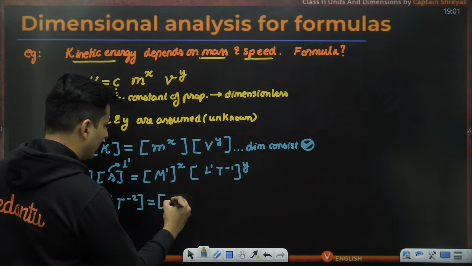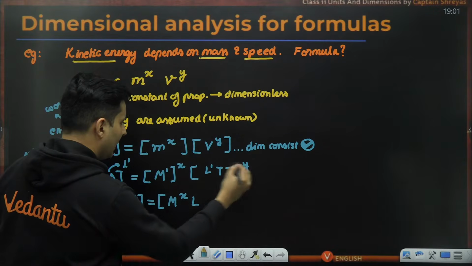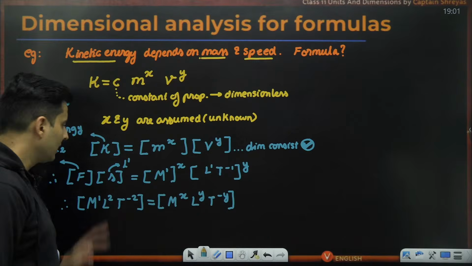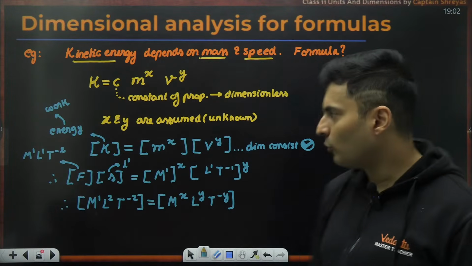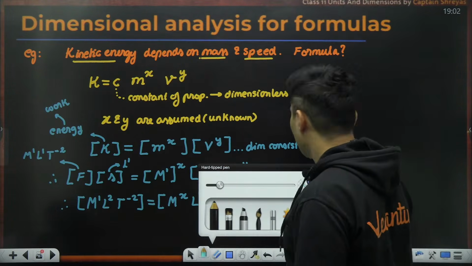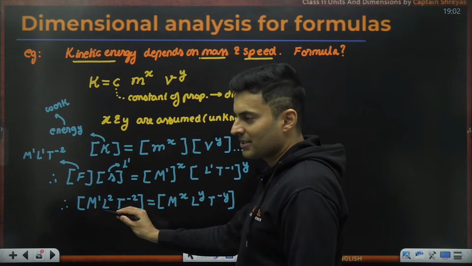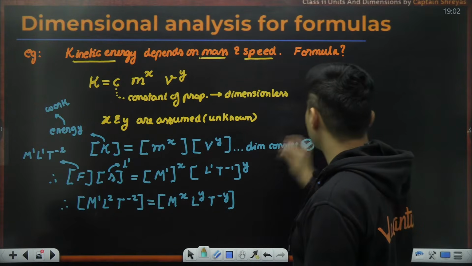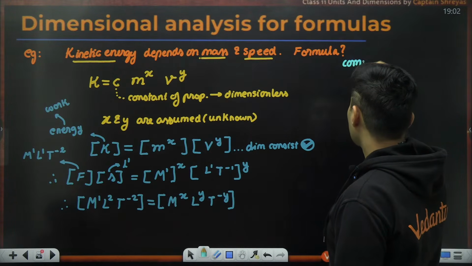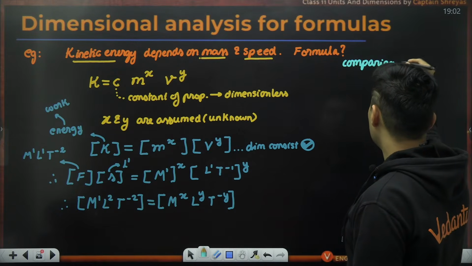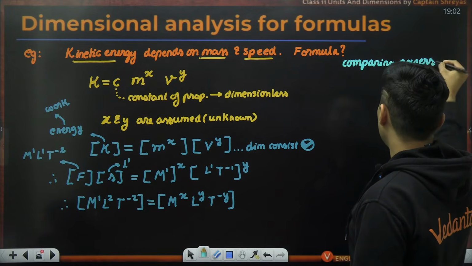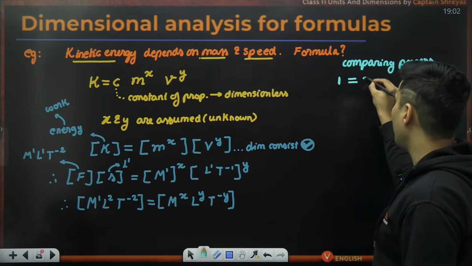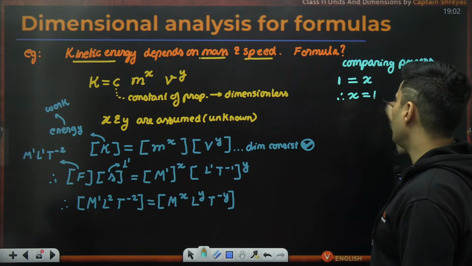On the right hand side, what are you getting? M raised to x, L raised to y, and T raised to minus y. Now stop for a moment and think. What is your next step going to be? 100% my next step will be to compare the powers. On the left hand side, the power of M is 1. Here the power of M is x. So therefore, x is equal to 1.